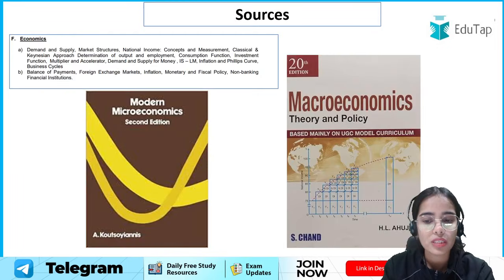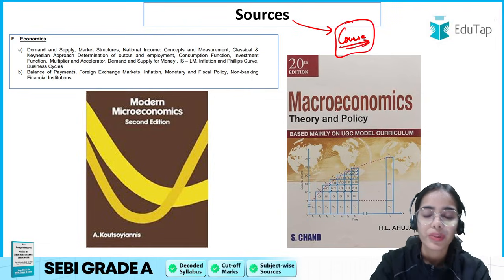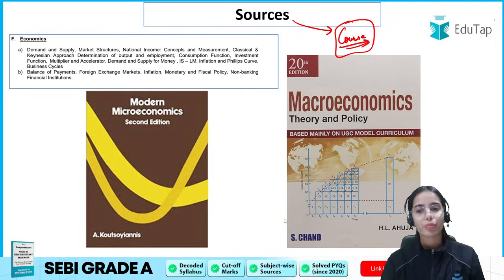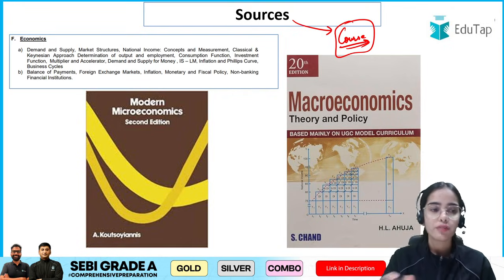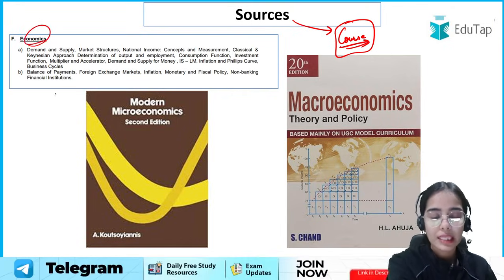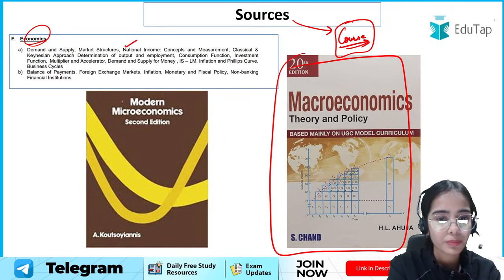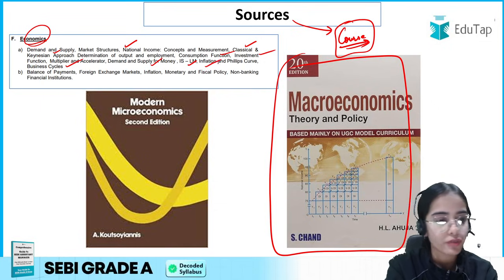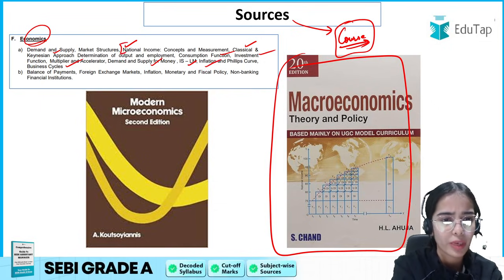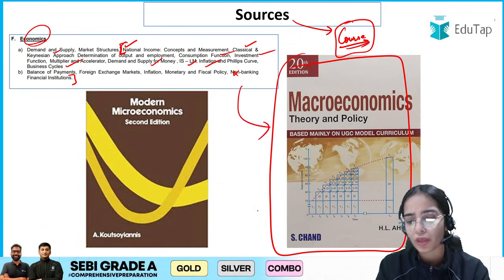Okay, now sources. So what sources can you follow? If you have a course, just believe in that course. Just cover the subjects from that course. If you do not have any course, or you cannot buy one, or you do not want to buy one, then for covering your economics syllabus, you can focus on Macroeconomics by H.L. Ahuja. So your national income, classical Keynesian approach, consumption function, investment function, multiplier accelerator, demand and supply for money, ISLM, inflation and Phillips curve, and all these chapters. Okay, all these chapters, leaving NBFCs, you can get in Macroeconomics by H.L. Ahuja.